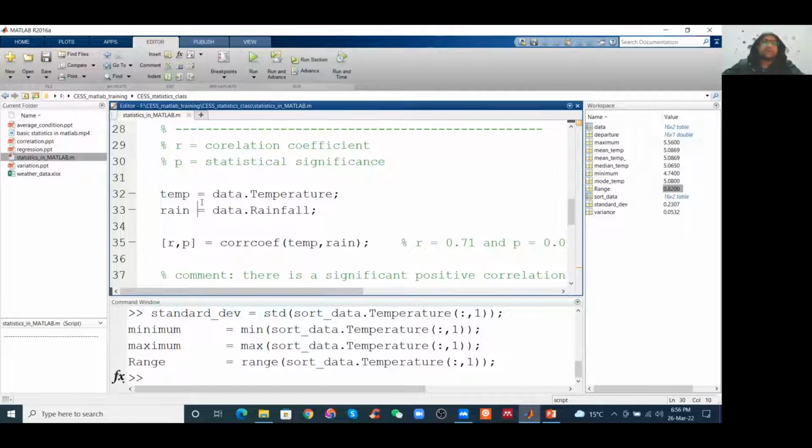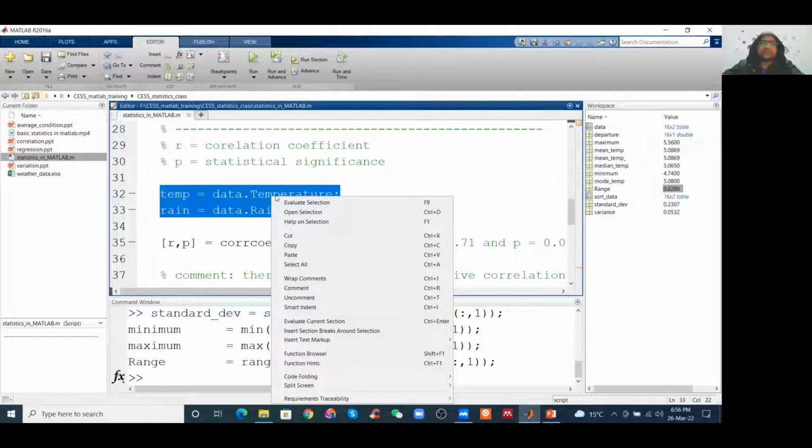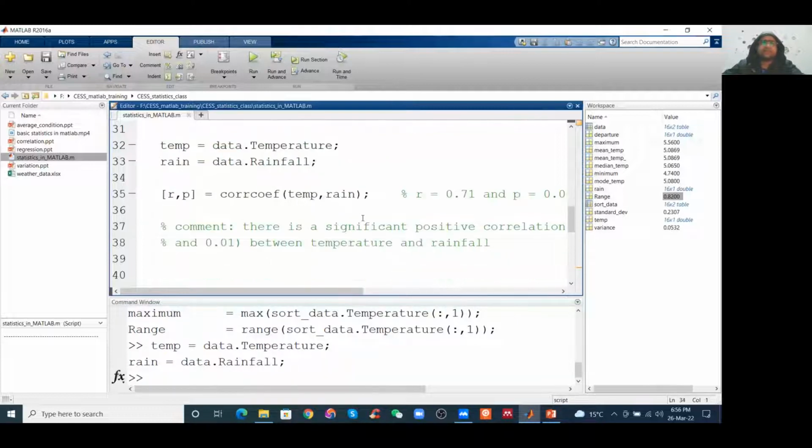Okay, so now we have temperature data. From the data, temperature and rainfall, we want to find the correlation between temperature and rainfall. In the last class, I showed you we can get output 1 from a function, or we can also get outputs 2, 3, 4, 5. Can you remember? In that case, we can use the square bracket. So from this correlation coefficient function, we want to get two outputs. One is R, the correlation coefficient, another is the p-value, the probability.